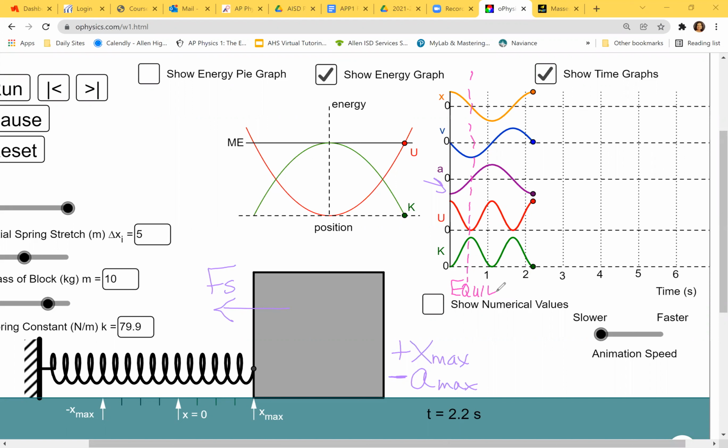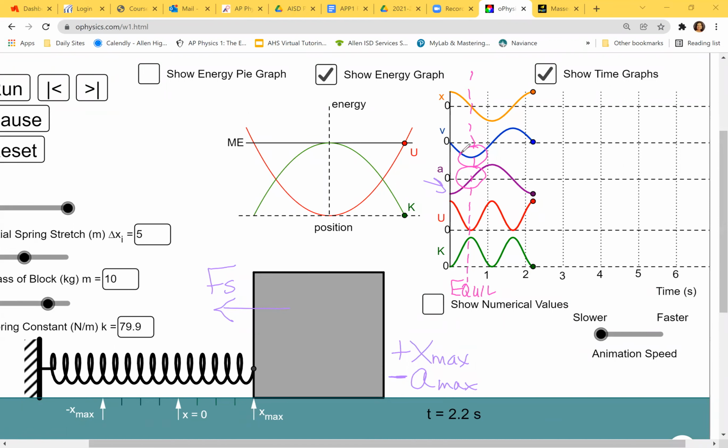Okay, and again, notice I didn't talk about the acceleration graph. When you pass through the equilibrium, we said last time, there's no force acting on you, because the spring force is always trying to pull you towards equilibrium. So if you're at equilibrium, there is no force, there is no acceleration. And that is the weird part for students. They're like, how can you have a maximum velocity at this point and have zero acceleration?